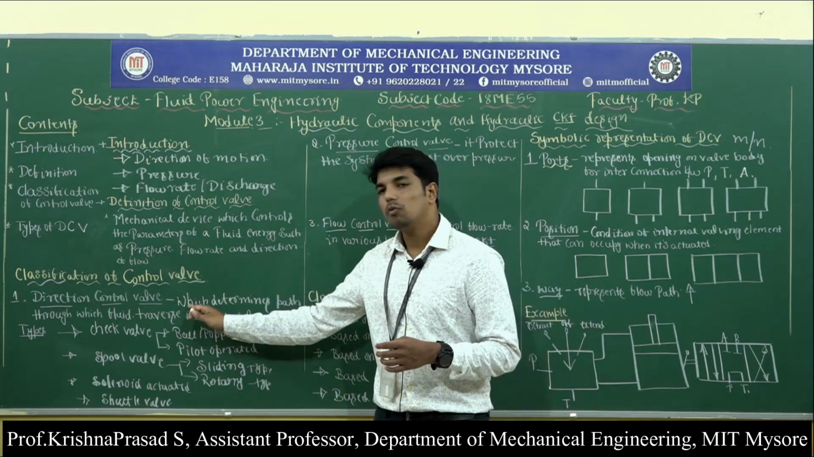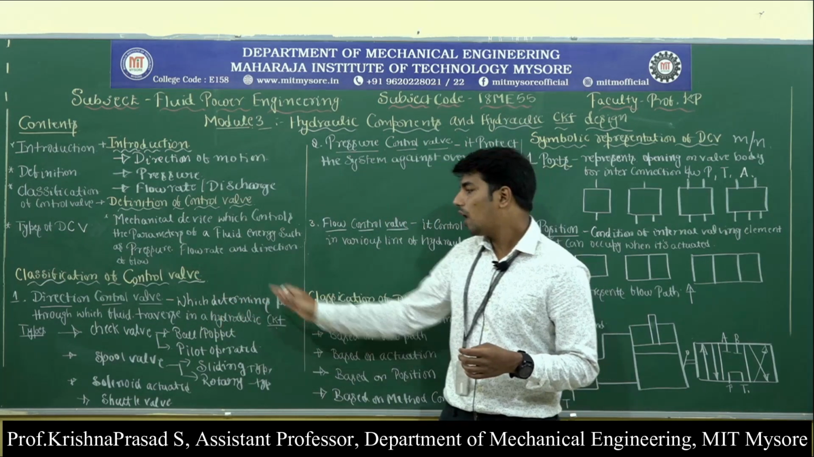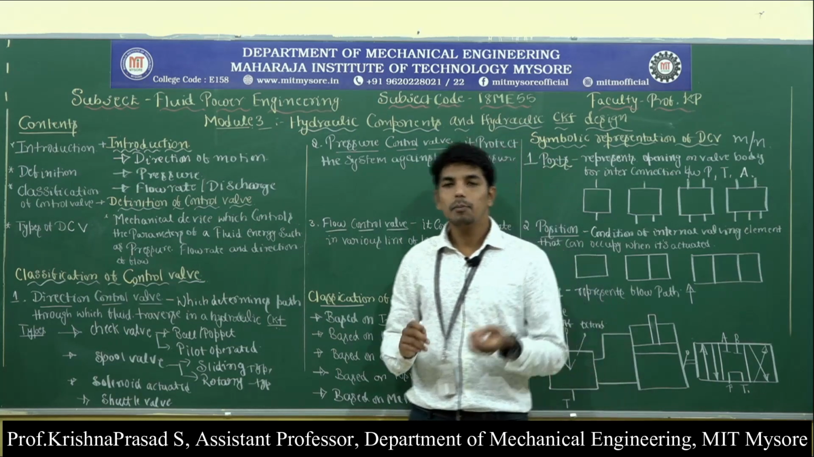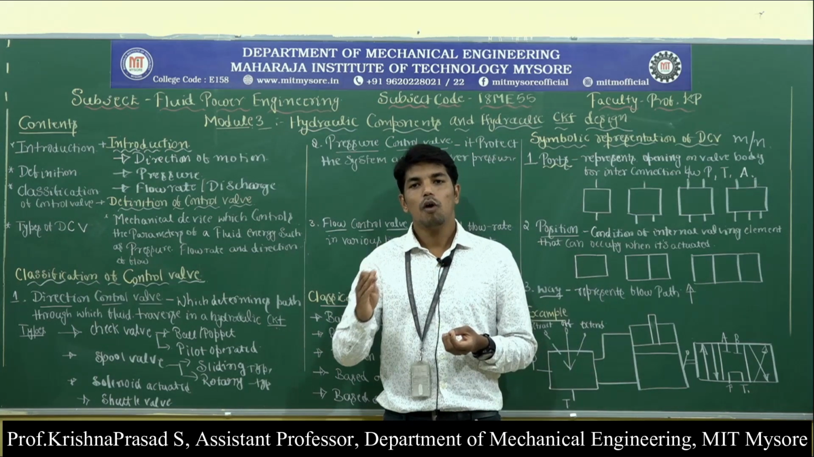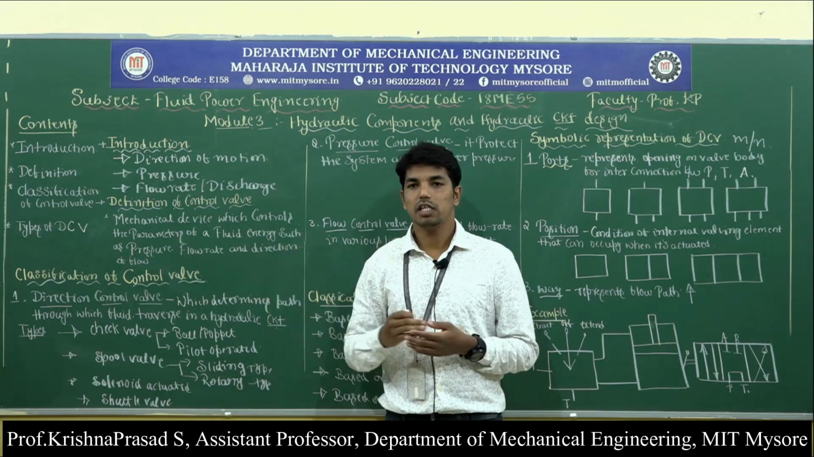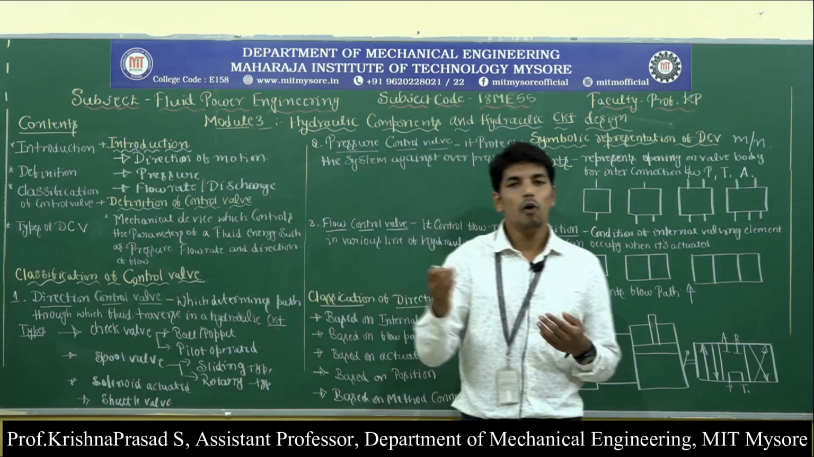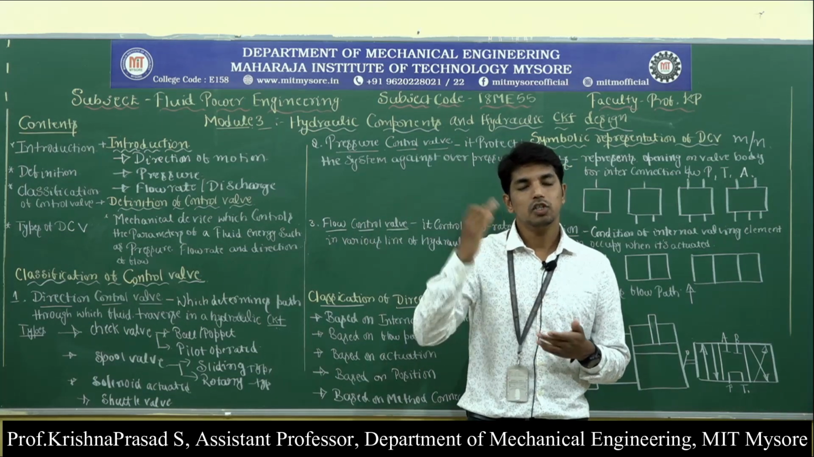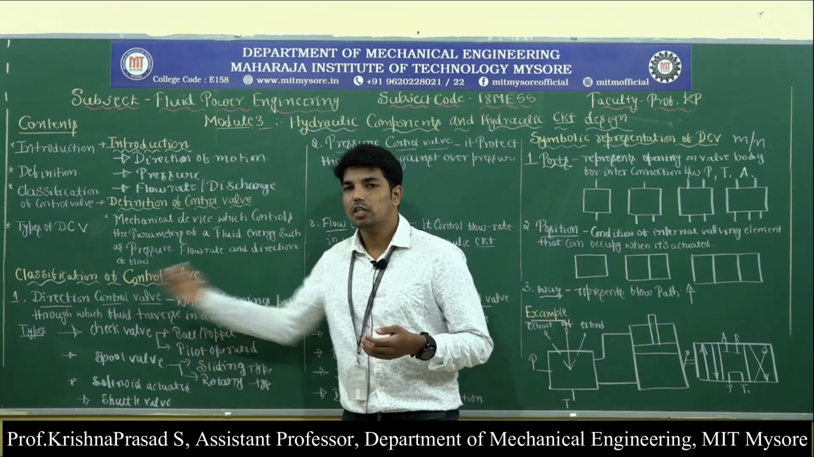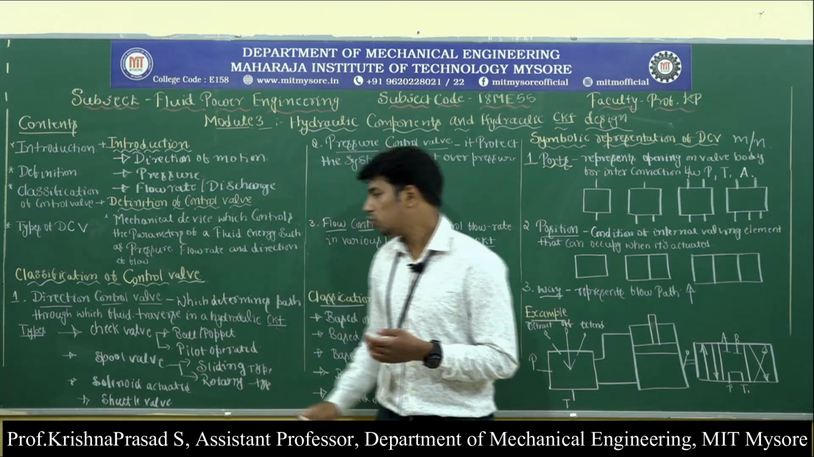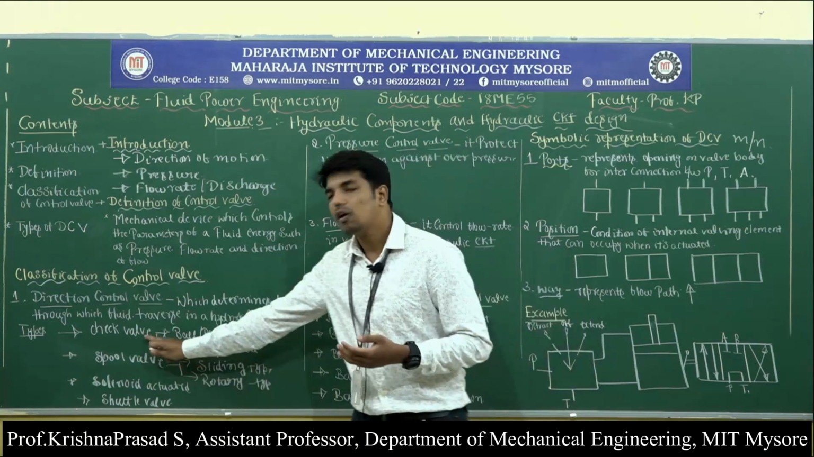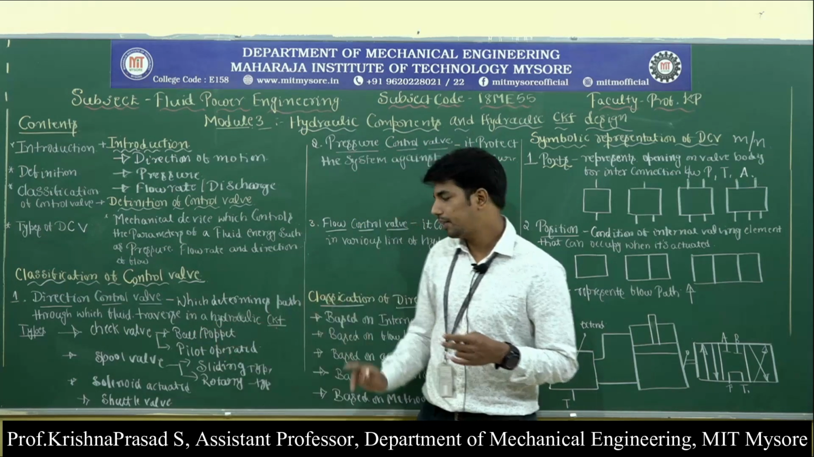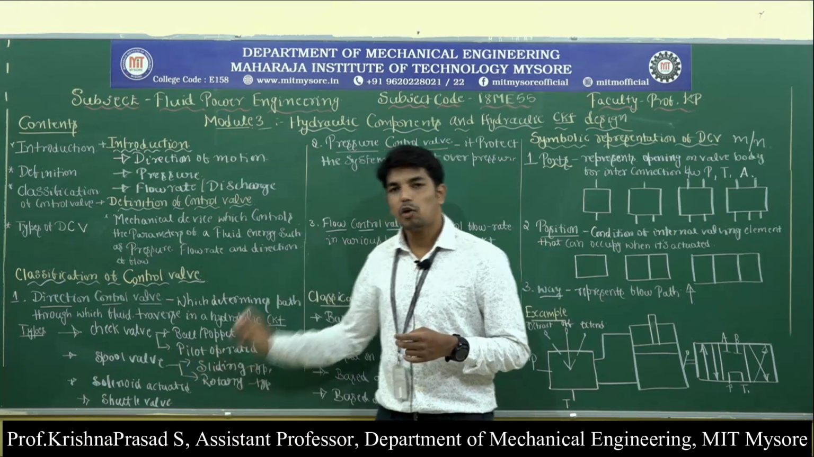So the direction control valve determines the path through which fluid traverses in a hydraulic circuit, or it determines the direction of flow of the fluid inside the hydraulic cylinder. So that means it helps either for extension of the cylinder or retraction of the cylinder. It depends upon the direction control valve. So types of direction control valve, first one is called check valve type. In the check valve type it may be ball type or poppet type, and pilot operated type.